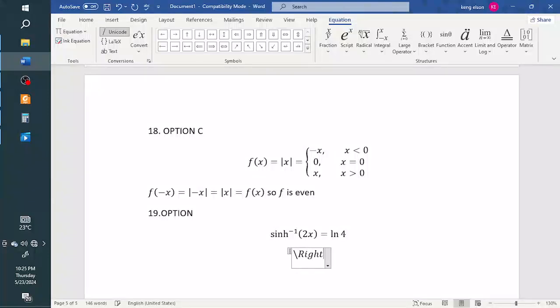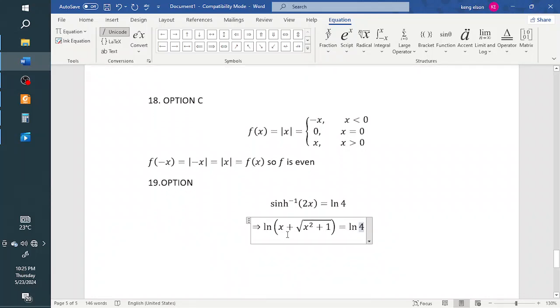What does this mean? I will give the definition of sin inverse of x. Sin inverse of x is the ln of x plus the square root of x squared plus 1. Alright, so if I want sin inverse of 2x, I just replace x with 2x. Once I square, what do I have?